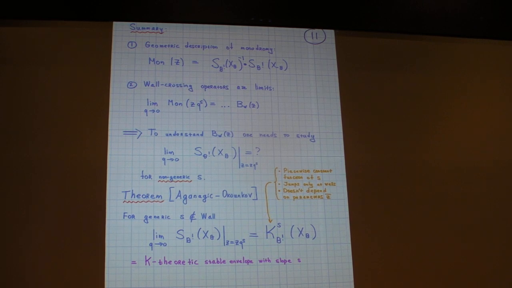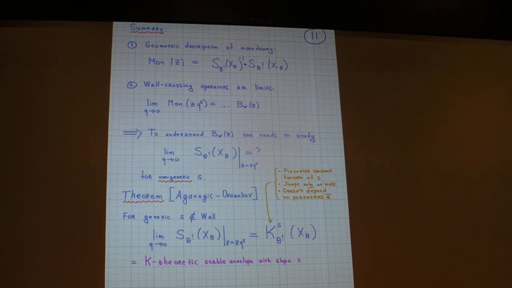Important thing again, in this limit I shift the scalar parameter by a power of q, and then I send q to 0. But I'm not doing anything with the scalar parameters. I'm not sending them anywhere. And the interesting fact about this theorem of Okounkov and Aganagic is that, again, the right side, the elliptic thing, depends on scalar parameters. But once you get a generic limit, there is no dependence on scalar parameters. Why? Because the K-theoretic stable envelope knows nothing about the scalar parameters.